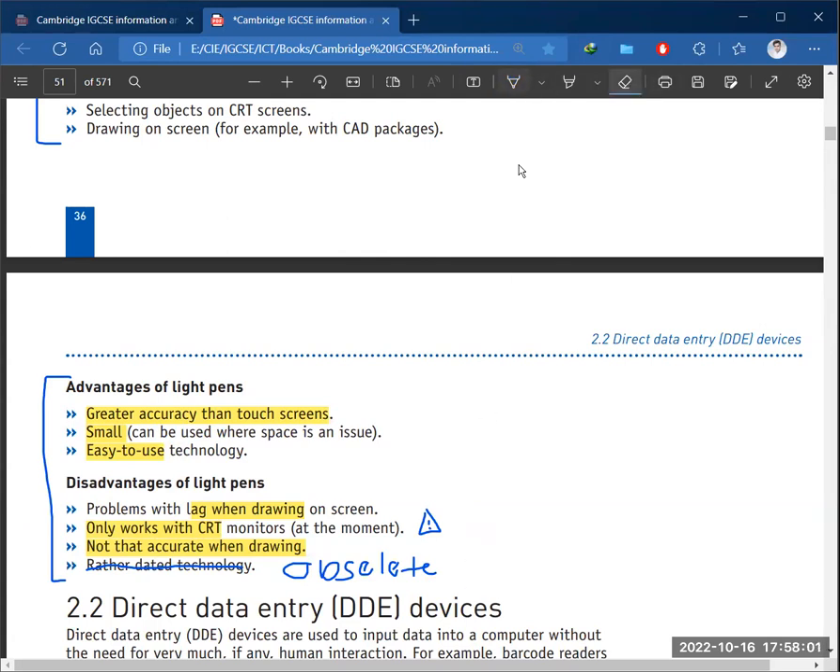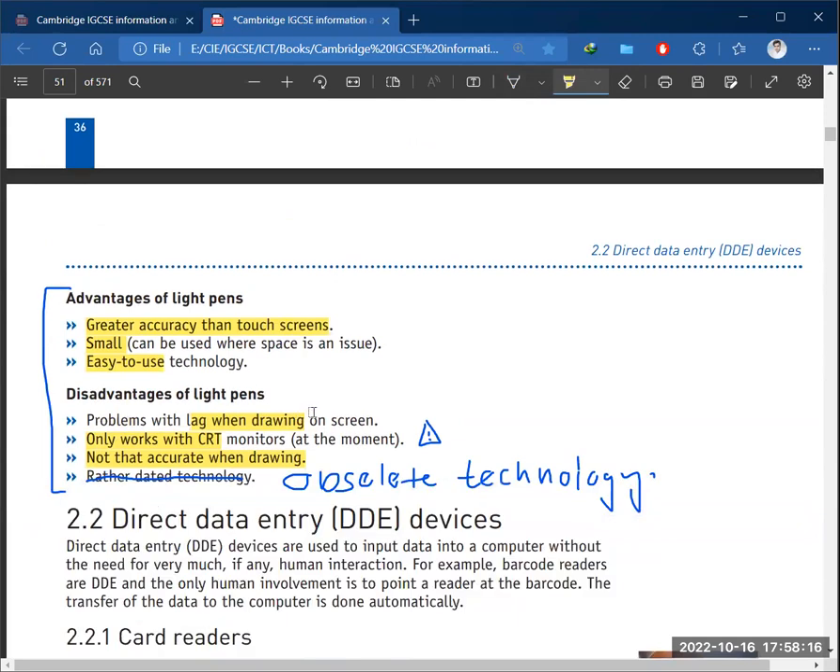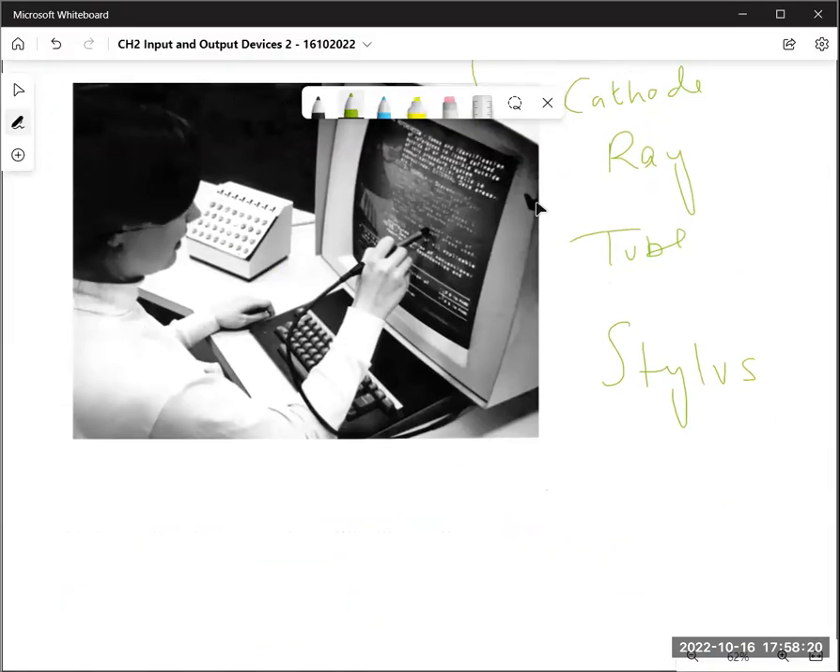Extinct. Old. Yes, very old, or something which is not used anymore. Okay, that is what it means. Something that is not used anymore. Users are selecting objects on CRT screens, drawing on screen. Any questions? Not really. Now tell me, or actually look at this.